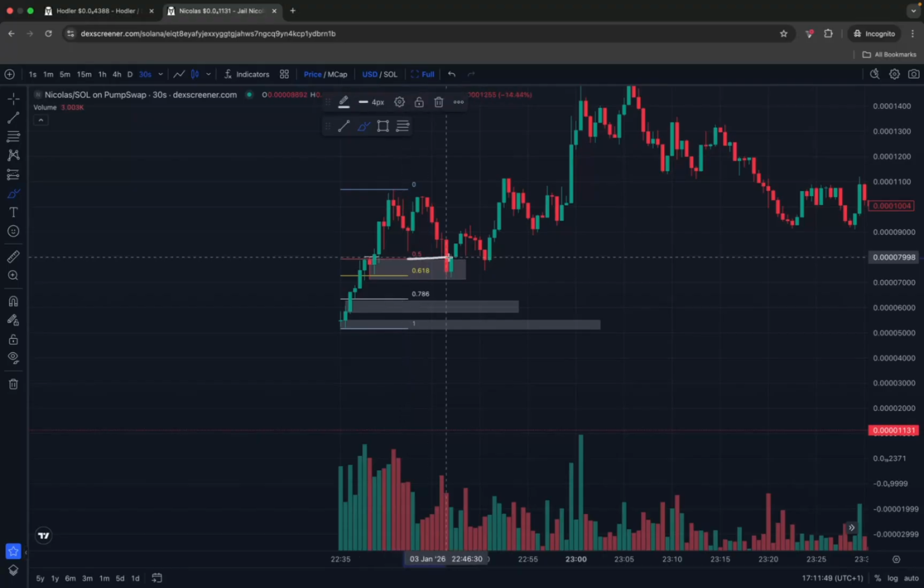So that means below here is where I'm looking for entry. And below 0.5, is there any demand there? Yes, there's this red here. And below 0.6, is there any demand there? Yes, this is it here, but we can only see it visible on 15 seconds. And this one too, below 0.6, on 15 seconds, you can see it.